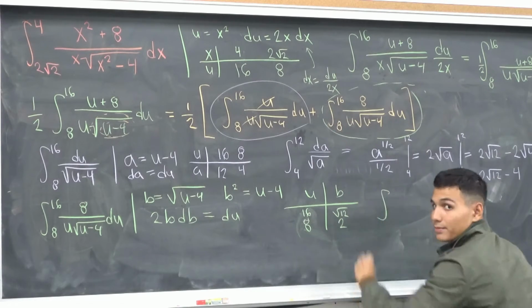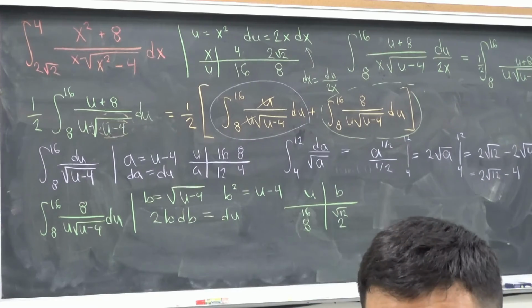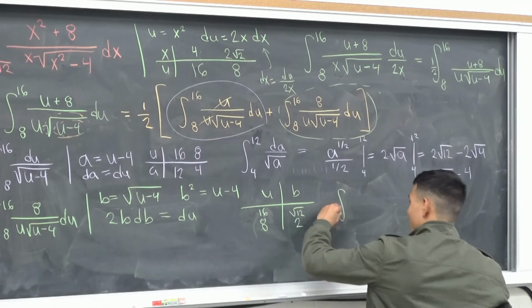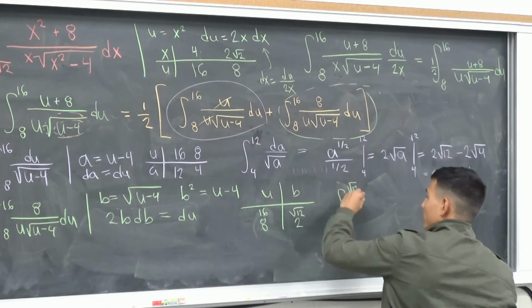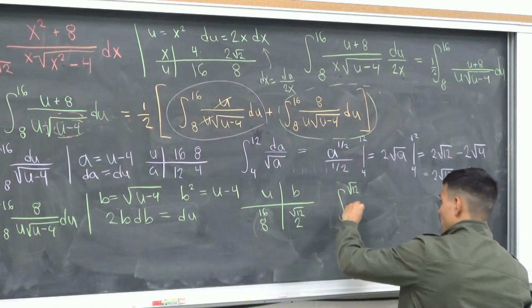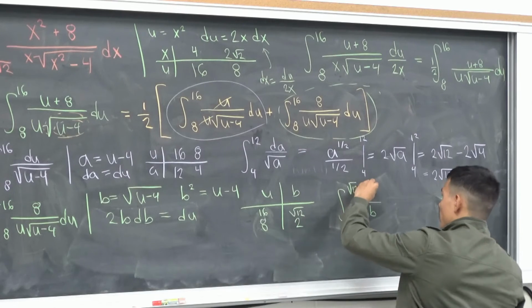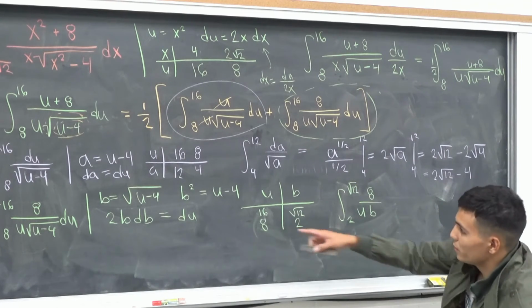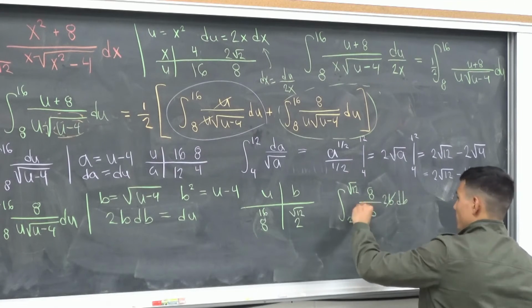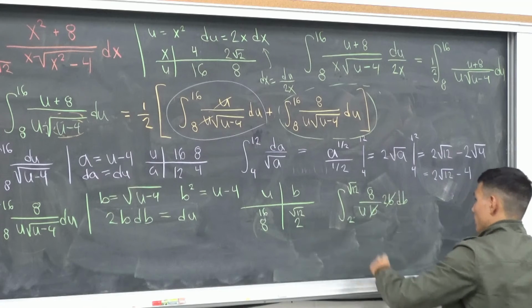So this new integral, okay, is from square root 12 to 2, right? And then we have u, and this guy is now b, and there's an 8 here still, and du turned into 2b db. Yes, the b's can, oh, my bad, yes, the b's can go away.